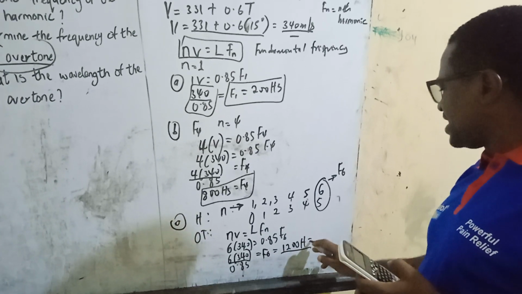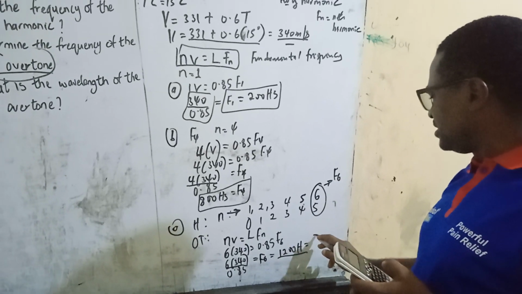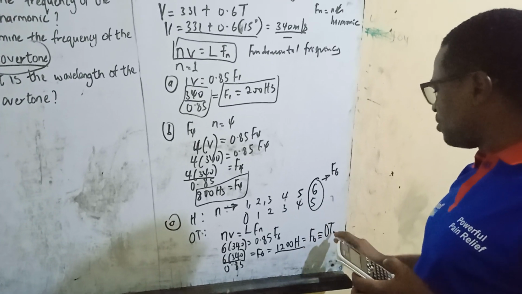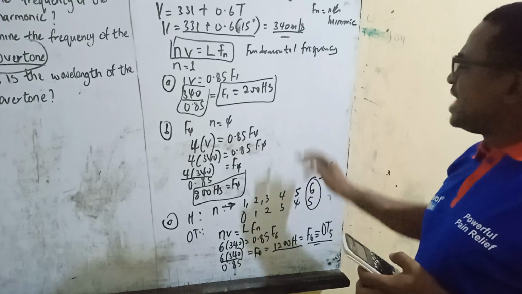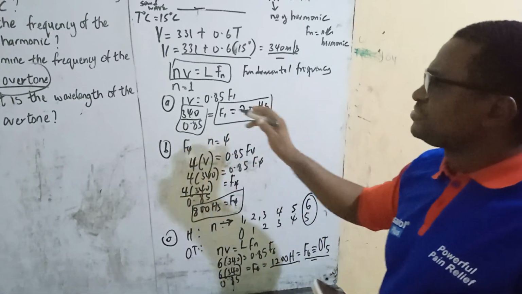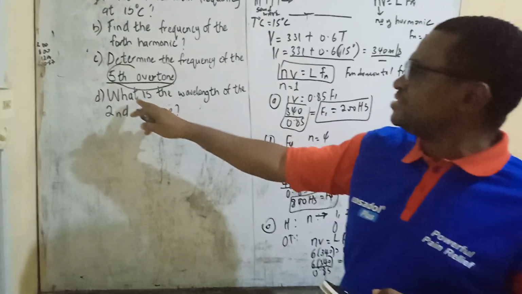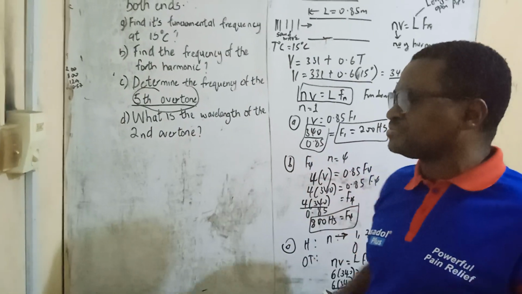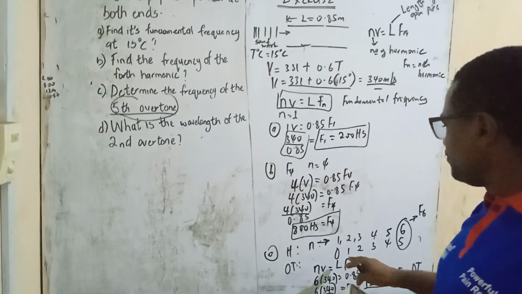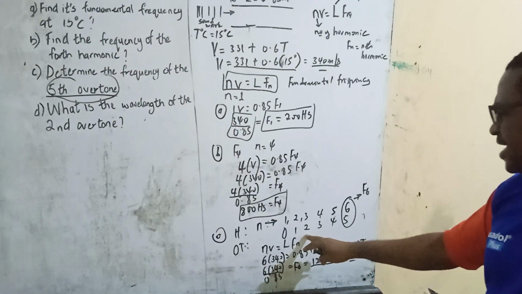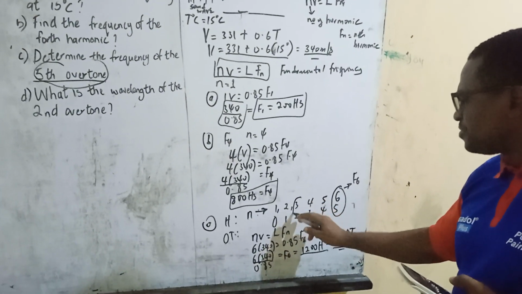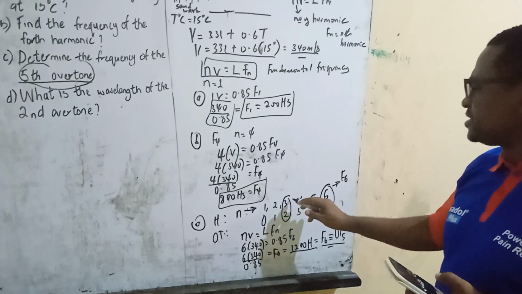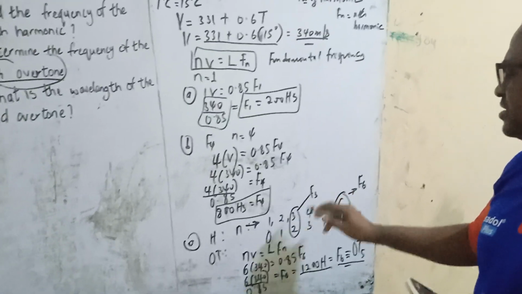So the sixth harmonic is the same thing as the fifth overtone. Now the next question says, what is the wavelength of the second overtone? Like I said, if you look at this place now, the second overtone corresponds to the third harmonic. So the second overtone corresponds to F3.